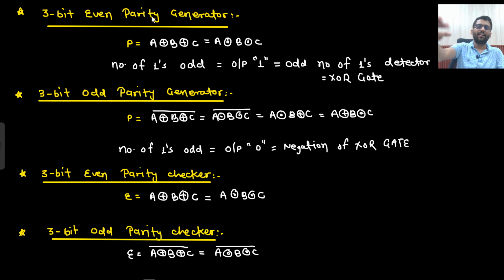So you can see here, for even parity generator and checker, always an XOR gate is used, and for odd parity generator and checker, always the negation of the XOR gate is used. I will not say XNOR gate is used, but negation of XOR gate, because sometimes these two can be equal as well, XNOR and XOR. So I will say negation of XOR is used, right?